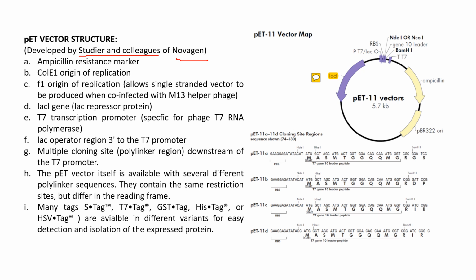So there are different elements of the vector, as it is supposed to be an expression vector: antibiotic resistance gene, origin of replication, promoter, T7 promoter, T7 terminator, operator sequence at the 3' end of the T7 promoter, then ribosome binding site, then multiple cloning site. Description is given here.